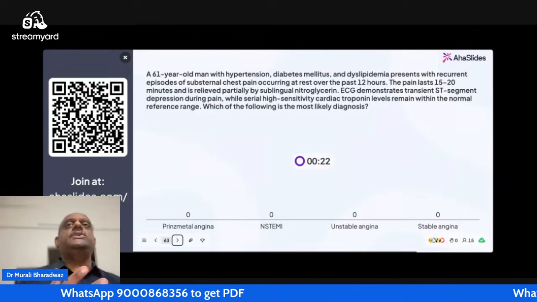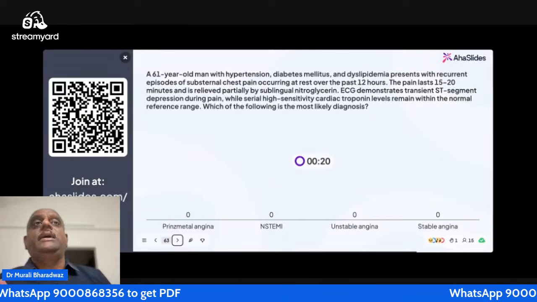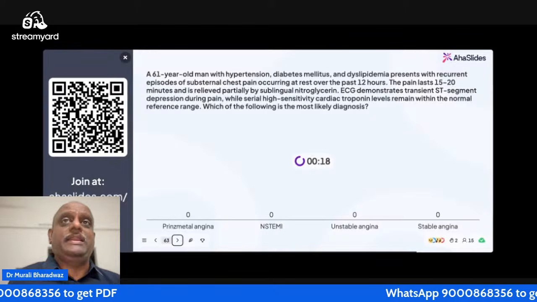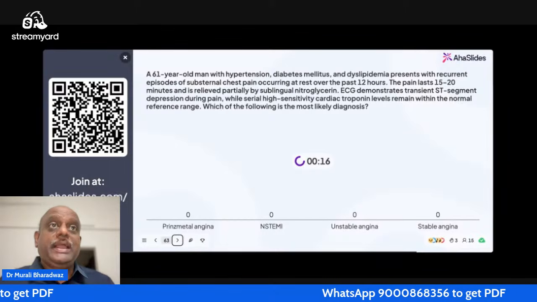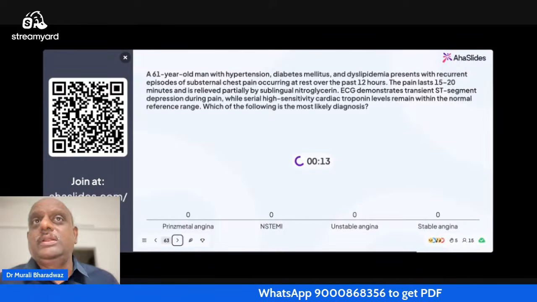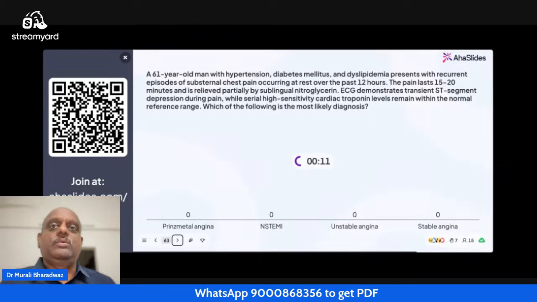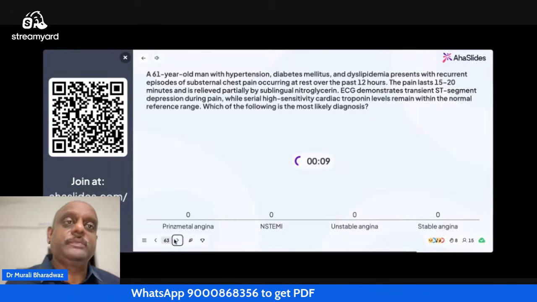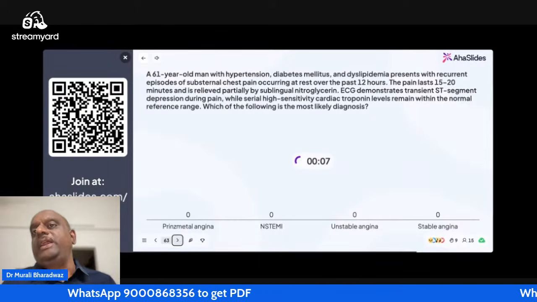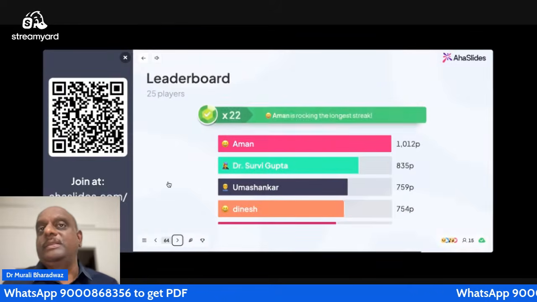Hypertension, diabetes, dyslipidemia with recurrent episodes of substernal chest pain at the rest, ST elevation, depression during the pain. What is your diagnosis? Very simple and straightforward diagnosis.